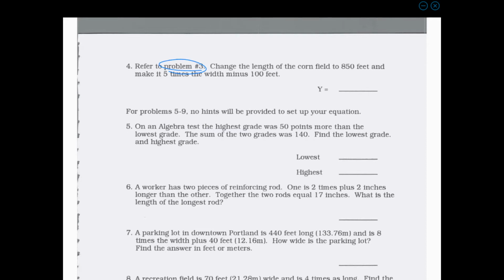Okay. And there's 11 problems? Okay. And they're all the same way. Some of them just don't have it set up for you. So 5 through 9 doesn't give you any of the equations. You have to try to set up the equations on your own.